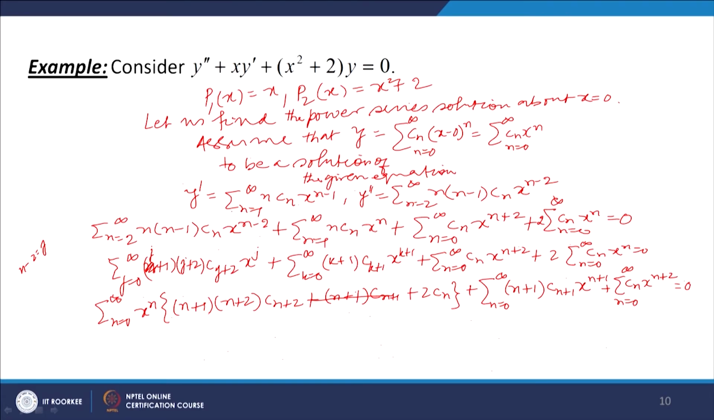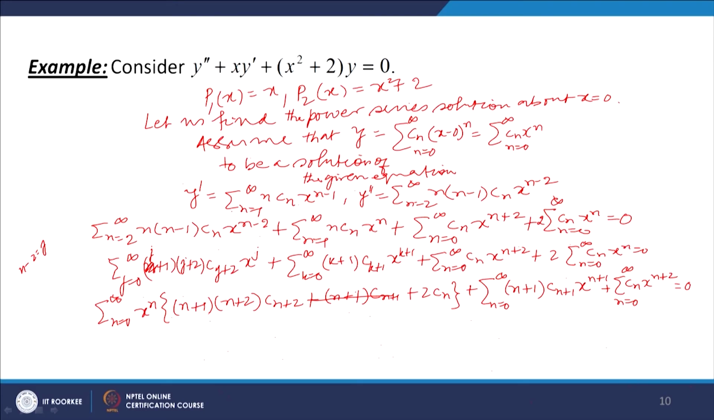Now, let us notice that this identity holds for all values of x. So, the coefficients of various powers of x will be equal to 0. Here when we put n equal to 0, we get x to the power 0. And here when we put n equal to 0, the least power of x that we get is x, and here the least power of x is 2. So, first let us put n equal to 0, so that we get the coefficient of x to the power 0, which we put as 0.